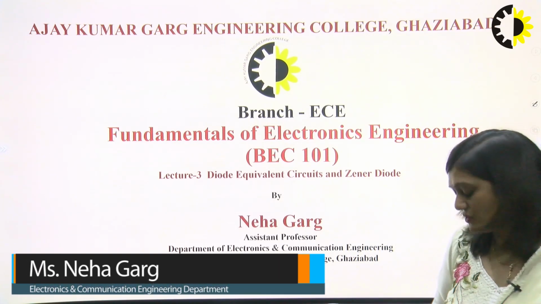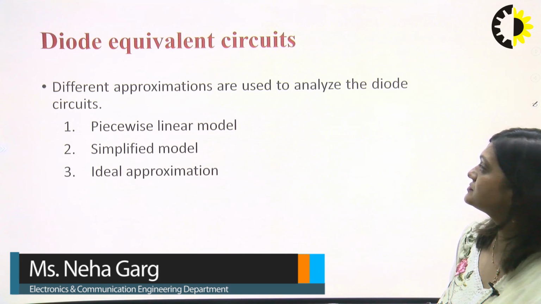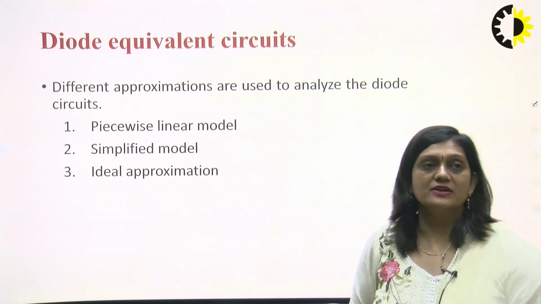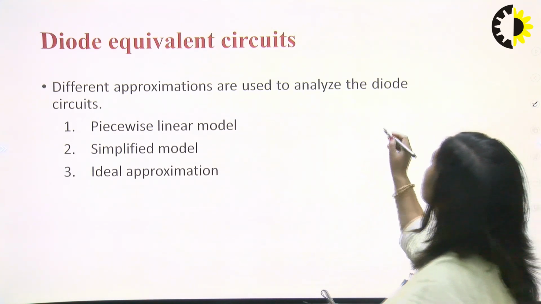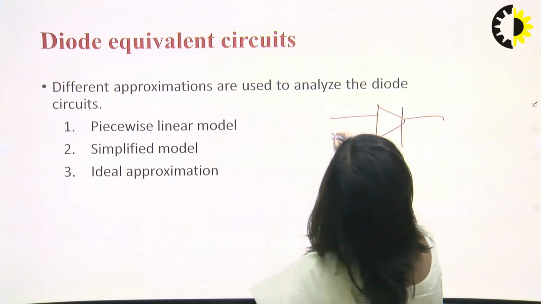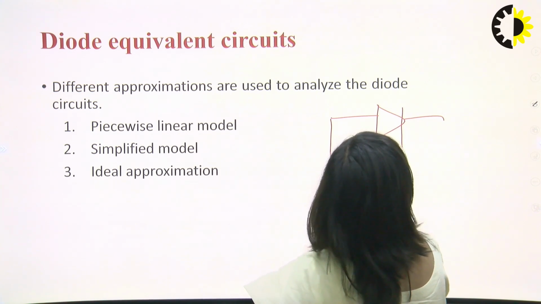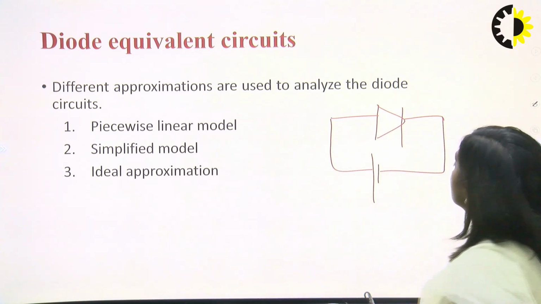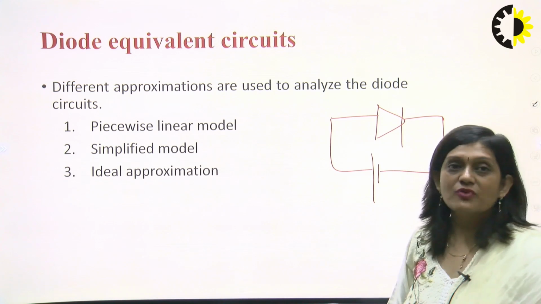Today's topic is the diode equivalent circuits and the Zener diode. Basically, we know that when we connect the P plate of the diode with the positive supply and the N plate of the diode with the negative supply, then this diode will be in forward bias.